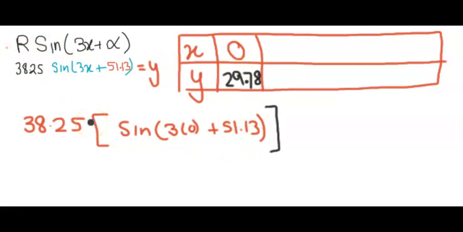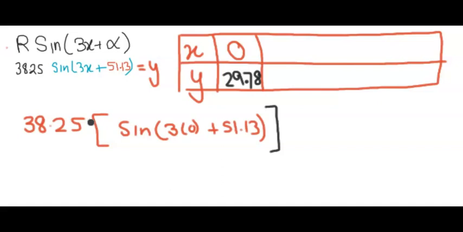There is an easy way. You go in your calculator, you press 9 and you get a table function. And when you get the table function, just press 38.25 bracket sine 3x. The 3 and then x, the button is in the calculator as well. 3x plus 51.13.